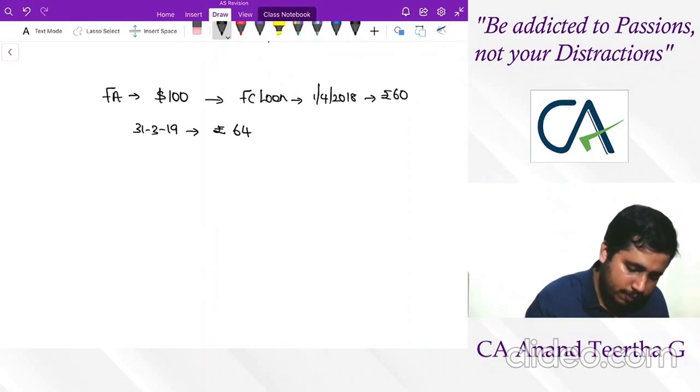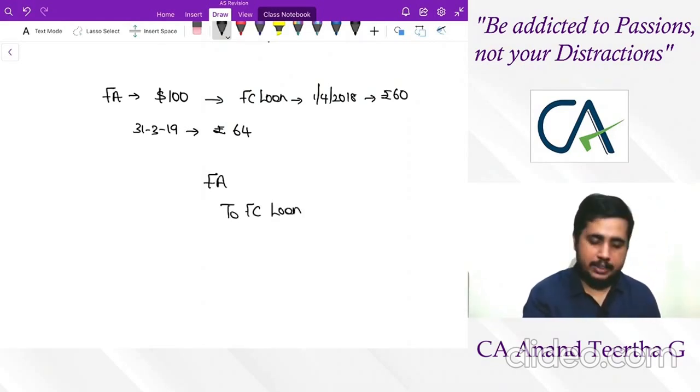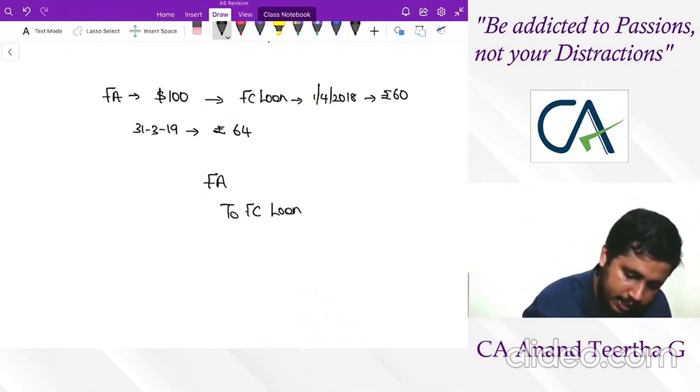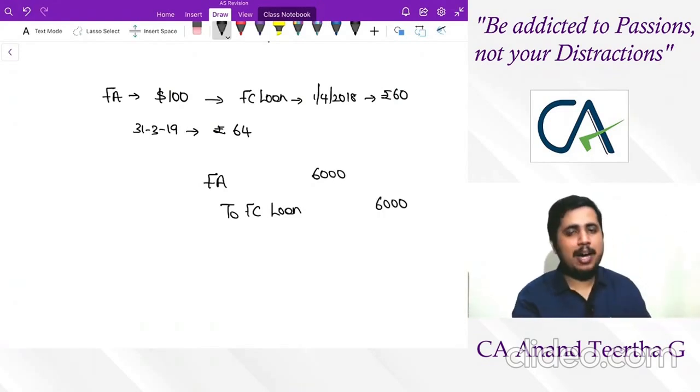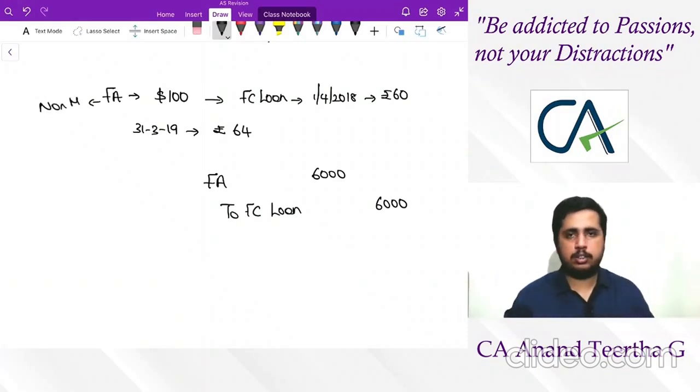First, for the date of purchase, the entry you are going to pass is fixed asset account debit to foreign currency loan. It will be recorded at 60 rupees, the date of transaction. So 100 into 60, 6,000 rupees. Afterwards, the balance sheet date came. So because of that, what happened now? Fixed asset is non-monetary. Do not restate. It will be shown at historical cost. So 6,000 is the value at which the fixed asset will be shown.